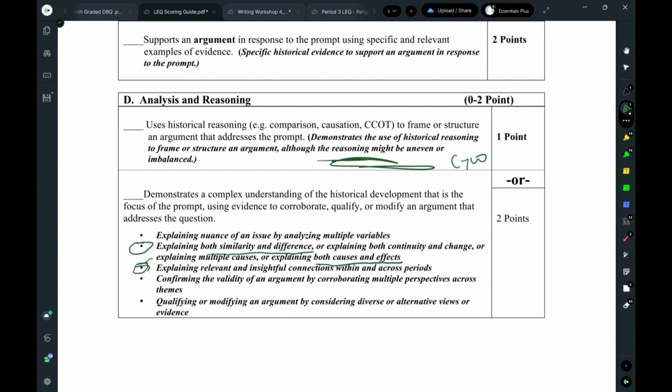So these things are an either or. If you don't do this, but you do this, you get 2 points. If you only do this, you get 1 point. If you do this one and not that one, whatever, you get 2 points. It's an either or. Okay.